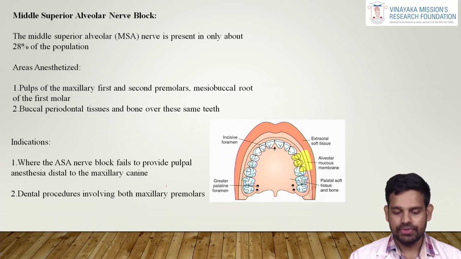The buccal periodontal tissues and the bone over these same teeth are anesthetized. Here you can see the mesiobuccal root of the first molar and the first and second premolar are anesthetized in the middle superior alveolar nerve block. Indications are where the anterior superior alveolar nerve block fails to provide pulpal anesthesia distal to the maxillary canine. So when it fails to anesthetize the first premolar and second premolar, it will lead to the failure of the ASA. So we will go for the middle superior alveolar nerve block. Dental procedures involving both maxillary premolars mandate the middle superior alveolar nerve block.